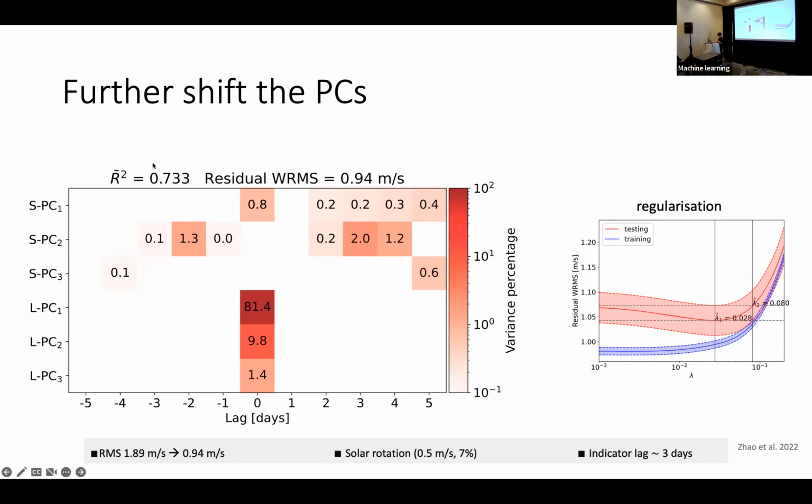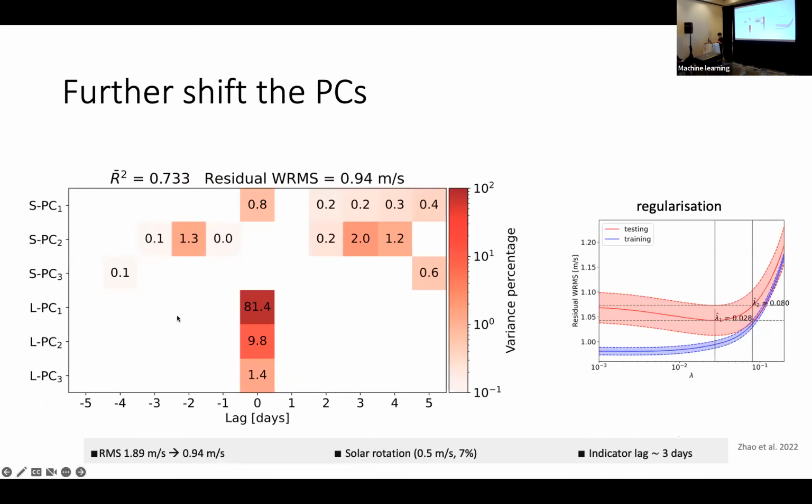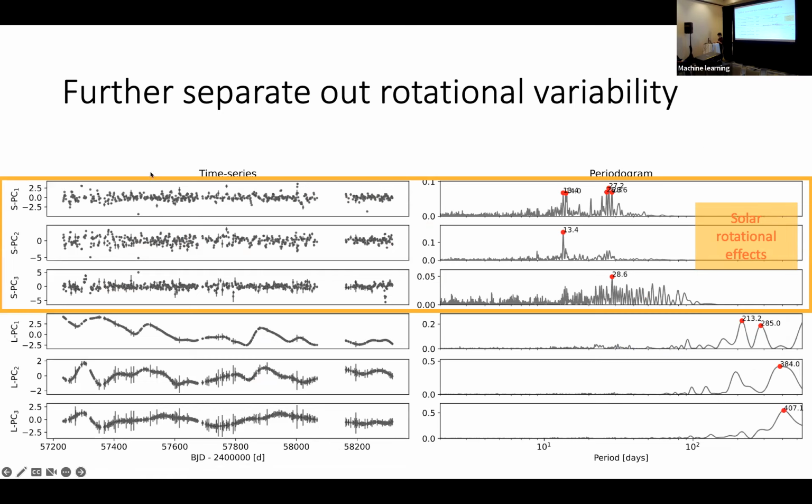And what it turns out is that these are the variance. So this is a variance percentage. All these numbers add up to 100. And the largest number here, 81%, means that this long-term feature accounts for 81% of the variance in the RV time series. And these first 3 components are due to stellar rotation.